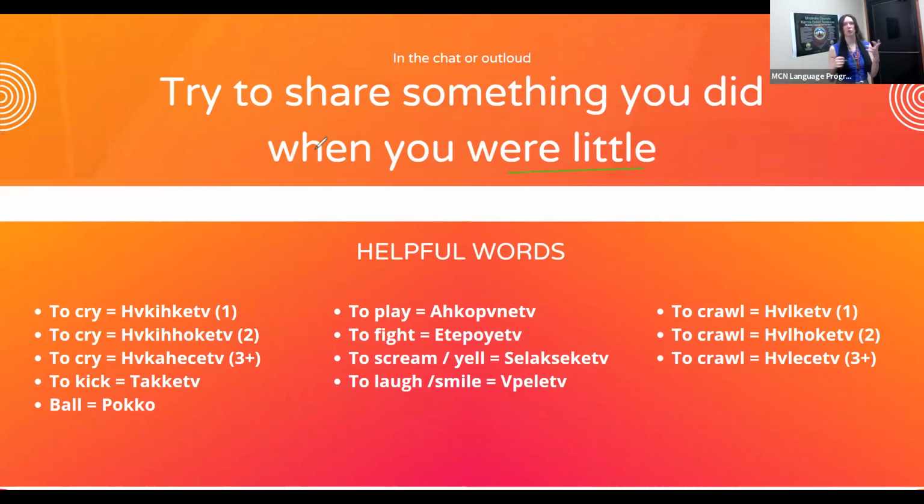So helpful words, these are words that I thought of. I was thinking about like, what kind of things would you use to talk about like kids, like when you were little? So here's my words. I have to cry, and we have to make sure we know crying for 1, 2, and 3 or more. So ready? One person to cry is hageshkida.